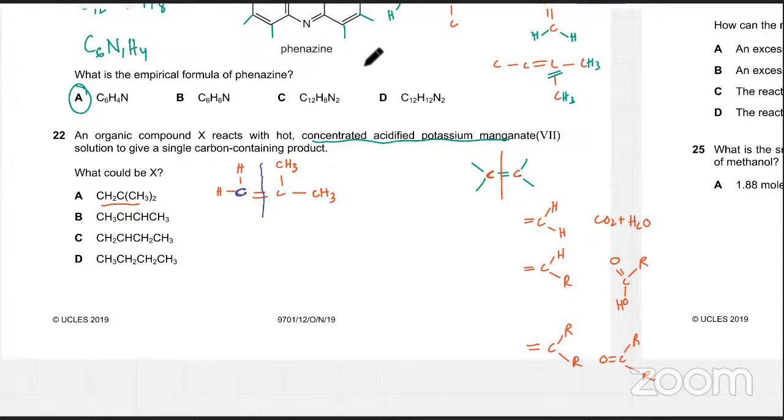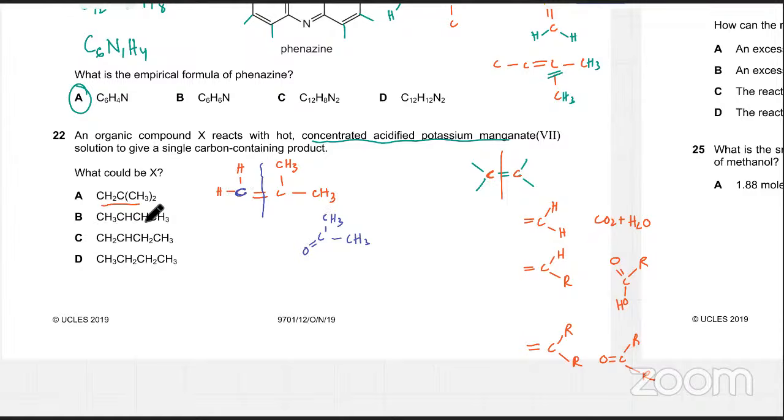So that's going to give you carbon dioxide. And this carbon atom over here, because it's got two carbon chains, is going to turn into a ketone. So this one, the CH3, it's got two CH3s. So that would probably turn into a ketone. So again, you've got two different products.